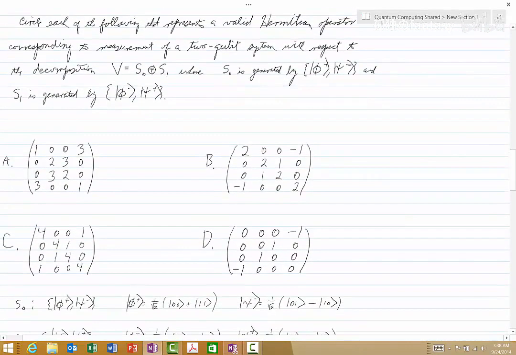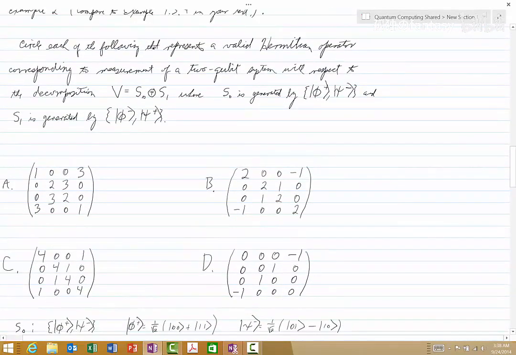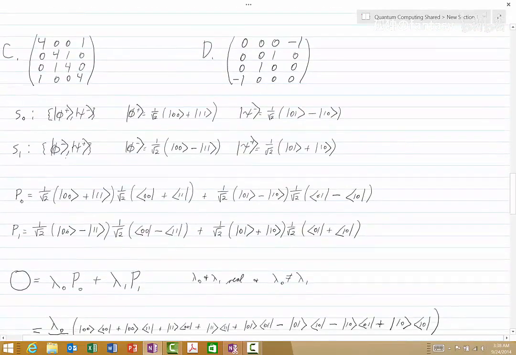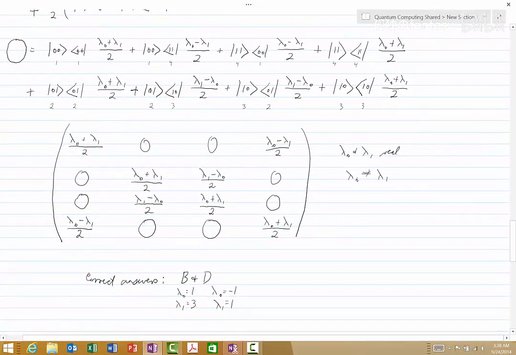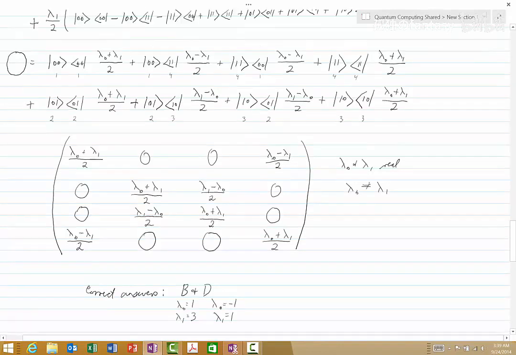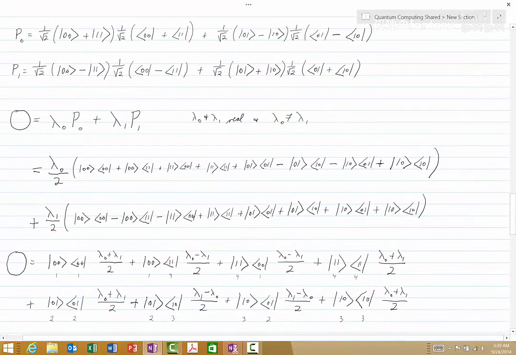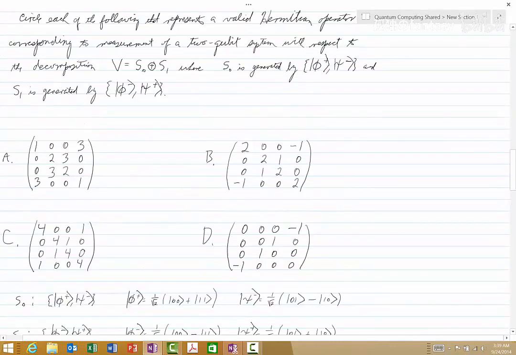And so if you check A, B, C, and D versus that form given there, you will find that the correct answers are B and D. B is obtained by picking lambda 0 equals 1 and lambda 1 equals 3. D is obtained by picking lambda 0 equals negative 1 and lambda 1 equals 1. But choices A and C are not possible. These two are not possible.